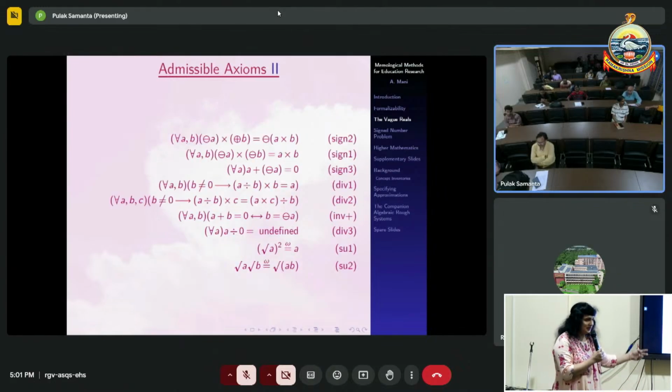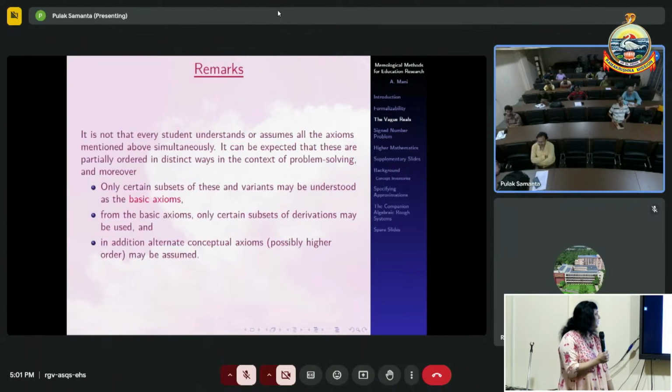So these are examples of admissible axioms, and that's it. Those are examples of axioms. One can form different kinds of systems, and from those, that's the point. And it's not that every student understands or assumes all the axioms mentioned above simultaneously. It can be expected that these are partially ordered in distinct ways in the context of problem solving.